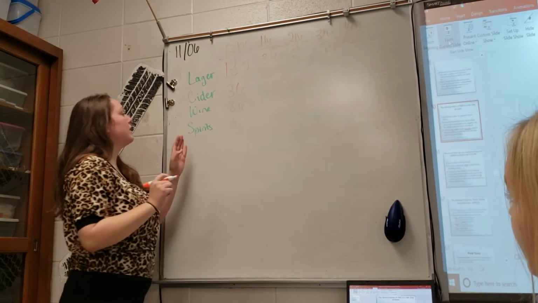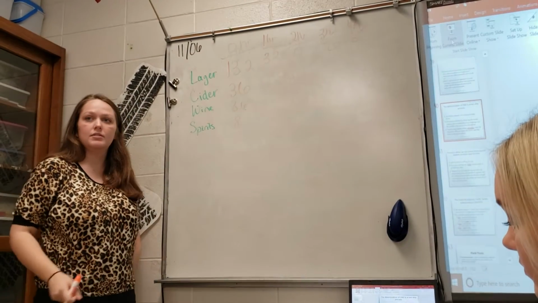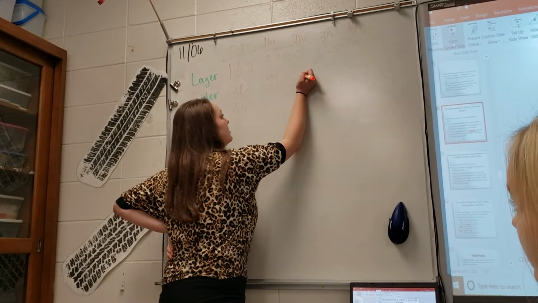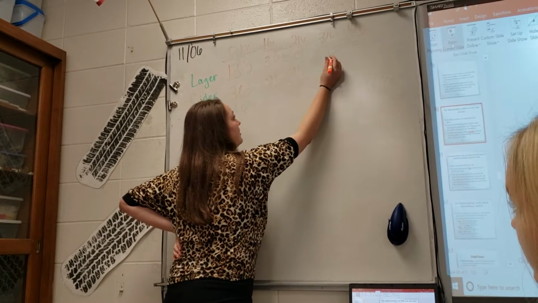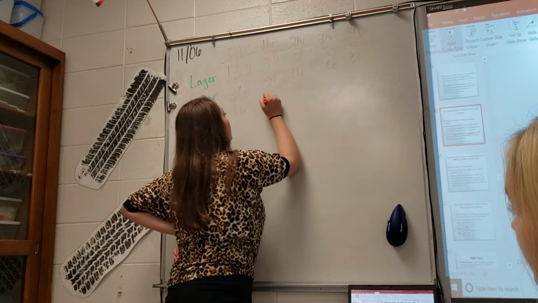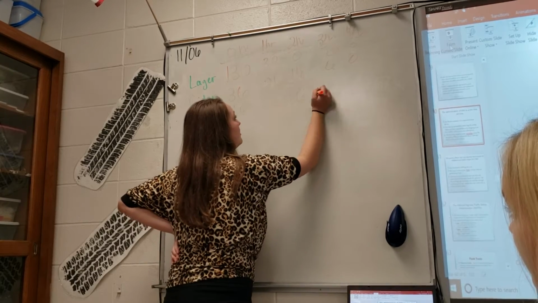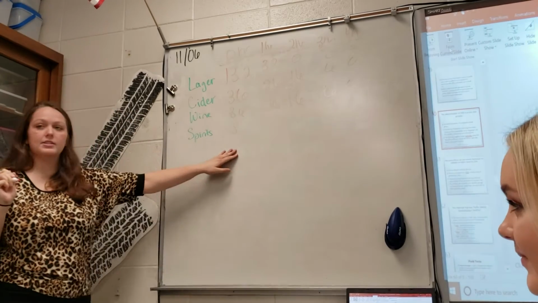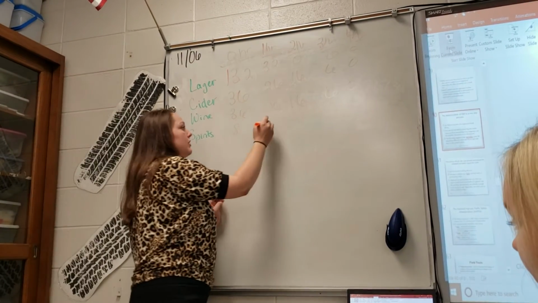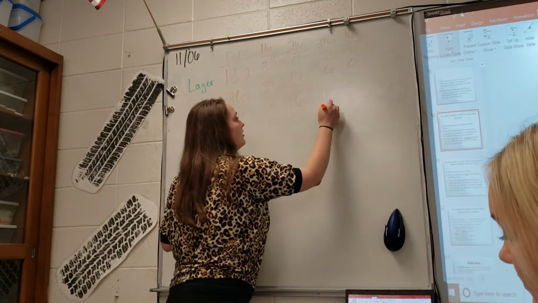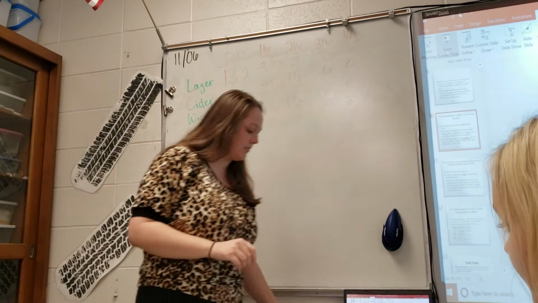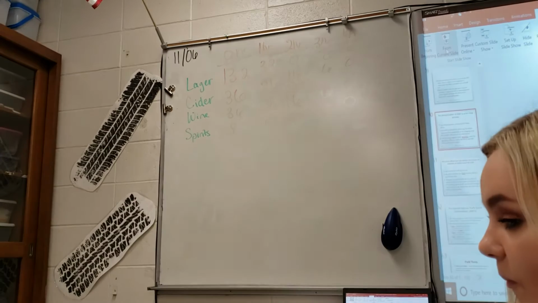Okay, what about cider? 26 grams. 26, and then the next one, 16. 16, 6, 0. Okay, wine is gonna be the same thing. I need to get a better marker. And then what did you get for spirits? Just 0 on all of them. All 4. Okay. You cannot see that. I know, I need to grab a better marker. Give me 2 seconds.